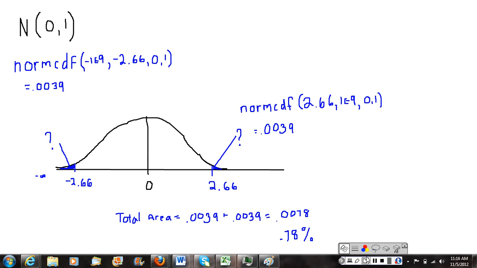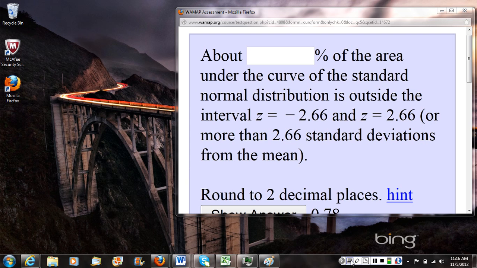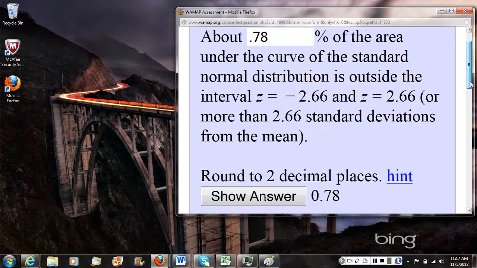Let's go back to that WAMAP one so we can just verify how we would enter our answer there. So here what we're going to do is, it was 0.78%, so that's what we would enter, and then let's just verify, yeah, that's what it was looking for, 0.78. All right.